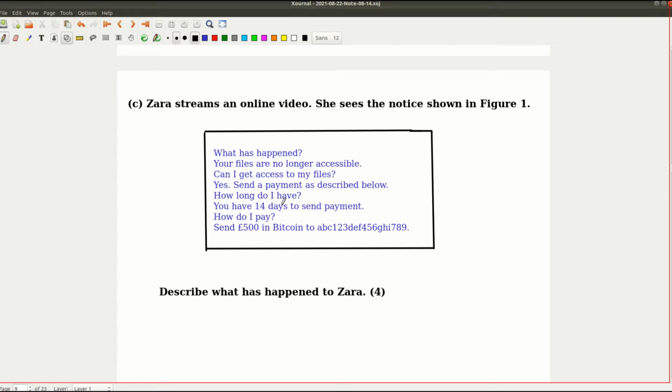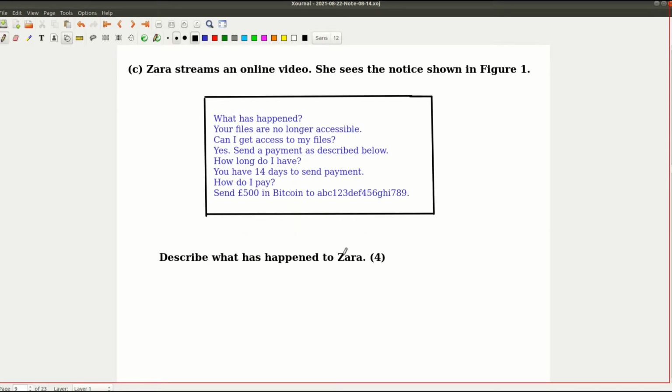How long do I have? You have 14 days to send payment. They are giving you a warning of 14 days. So within 14 days you have to make the payment, otherwise they will delete all your files. So how do I pay? Send Bitcoin to this account, something like this. Okay, so describe what has happened to Zara. Obviously it's a hack, right?